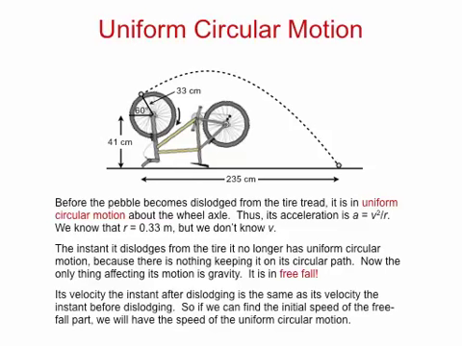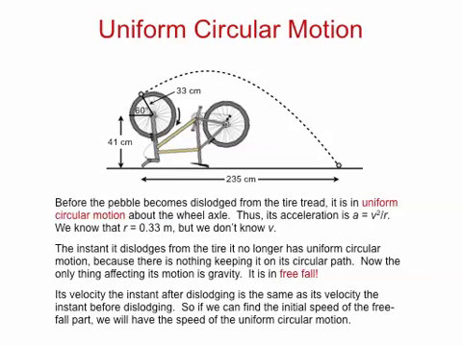The pebble's velocity the instant after it dislodges from the tire is the same as its velocity the instant before dislodging. So if we can compute the initial velocity of the free fall part, that will also be its velocity the moment before it dislodges from the tire while it's still in uniform circular motion. The magnitude of that velocity will be the speed v we're looking for.